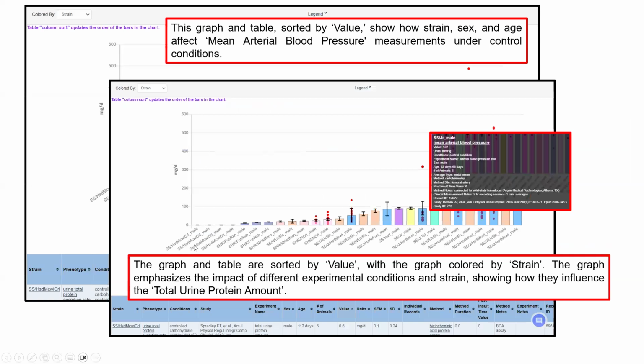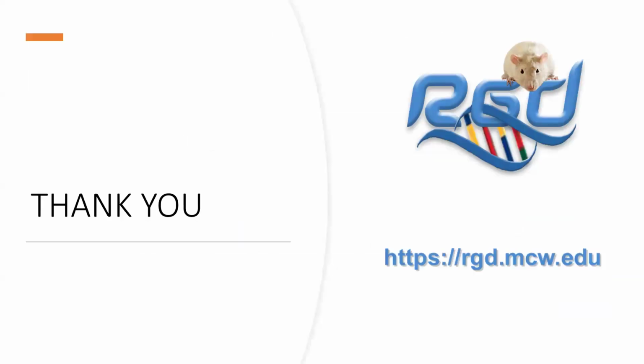And this graph and table are sorted by value, with the graph colored by strain. The graph emphasizes the impact of different experimental conditions and strain, showing how they influence the total protein amount.